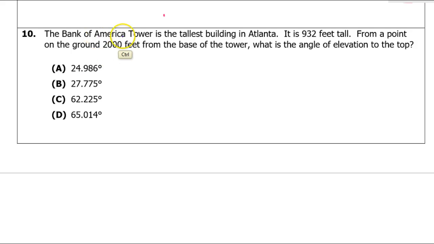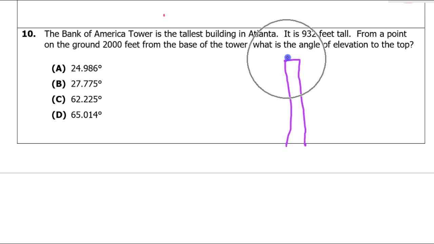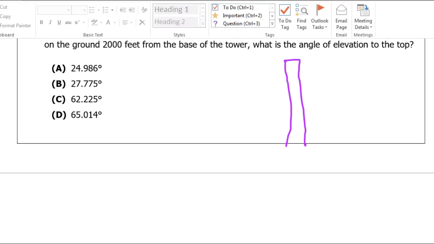The Bank of America Tower is the tallest building in Atlanta. It is 932 feet tall. From a point on the ground, 2,000 feet from the base of the tower, what is the angle of elevation to the top? Okay, so let's say this is the tower right here. Pardon my drawing skills, that was one crooked tower. But hey, you're going to let me slide.